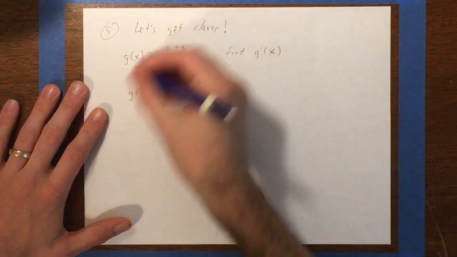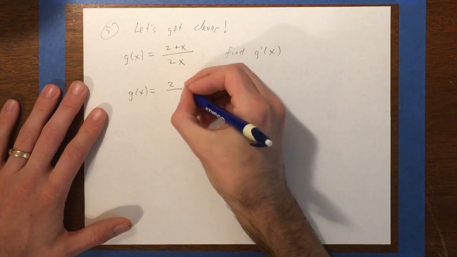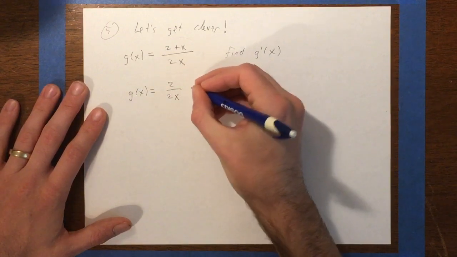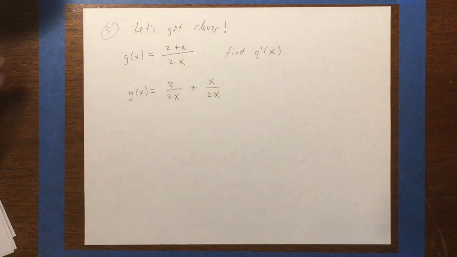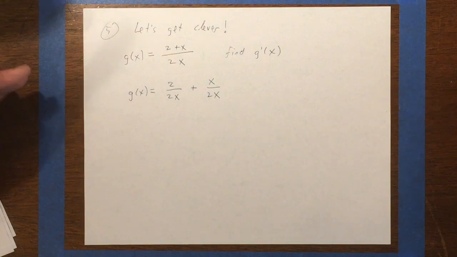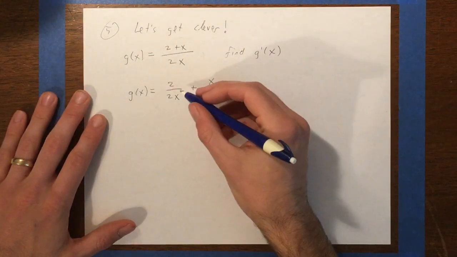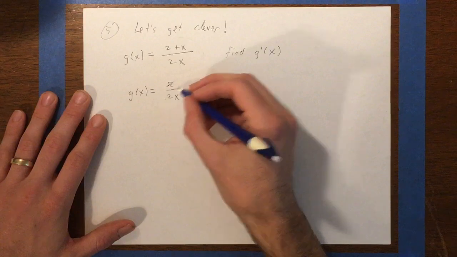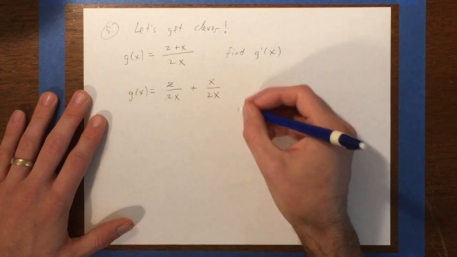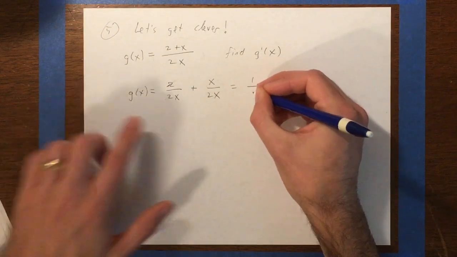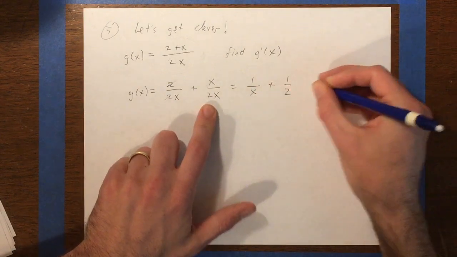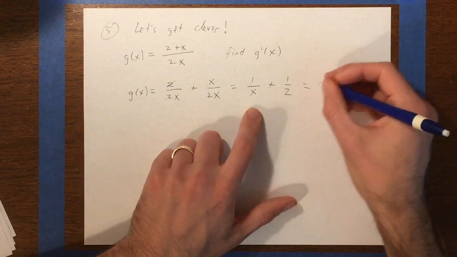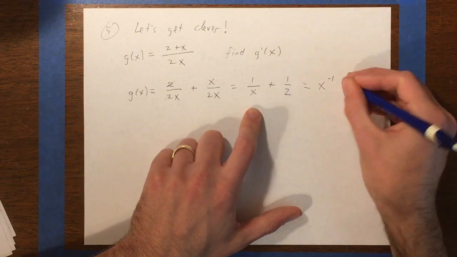So let's take this division by 2x, and I'm going to distribute that division over the addition, right? Division distributes over addition in exactly the same way that multiplication distributes over addition. So that's pretty straightforward. And then I can simplify because 2 over 2 is going to cancel out and x over x is going to cancel out. So I'm going to get 1 over x plus 1 over 2. And now 1 over x can be written as x to the power negative 1.